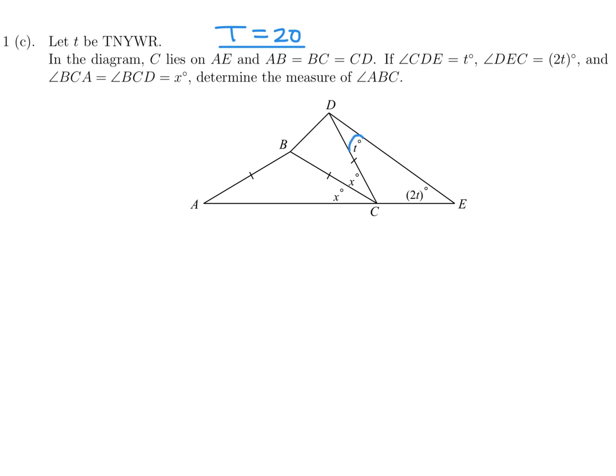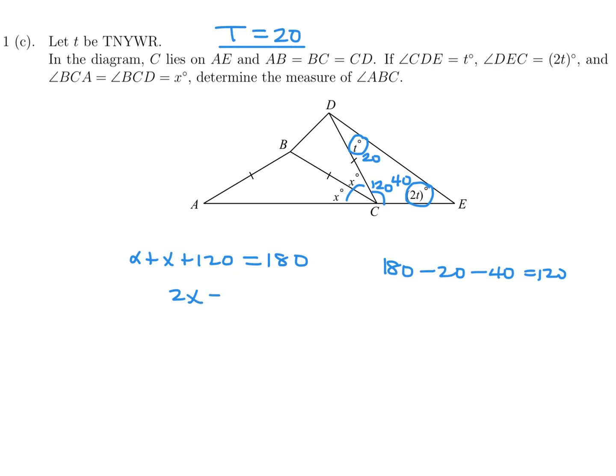Well, this t and that 2t, we know t is 20, so that's 20 and that's 40. So that angle would be 180 minus 20 minus 40, and that's 120. So that is 120, like that. And then these two guys plus that 120, so x plus that 120 would add up to 180. So that means 2x is equal to 60, and therefore x is 30.